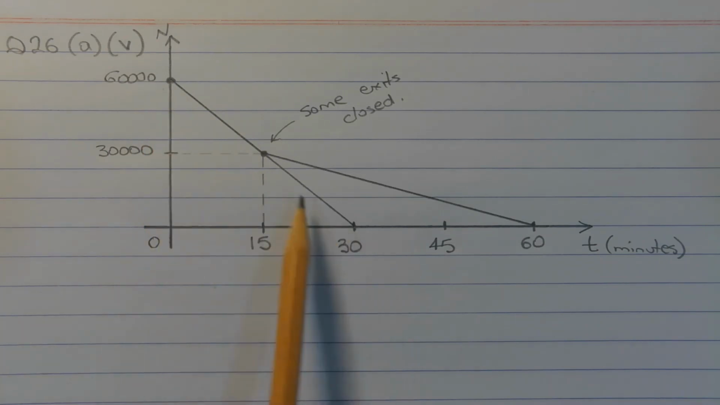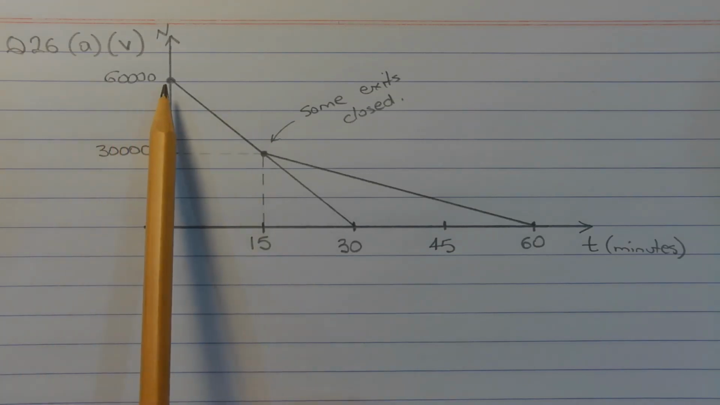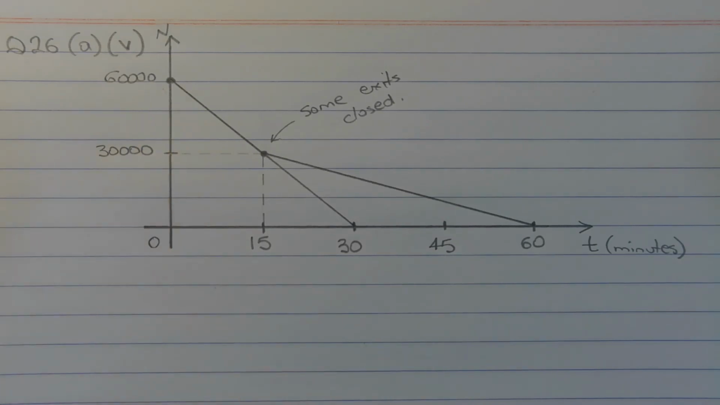This line here is the original graph, which shows the number of people left in the stadium T minutes after the game ends. So originally, we have 60,000 people in the stadium right at the end of the game. 2,000 people per minute leave the stadium, which means that after 30 minutes, there are no people left in the stadium. Now we're given the situation that at the 15-minute mark, some exits are closed.